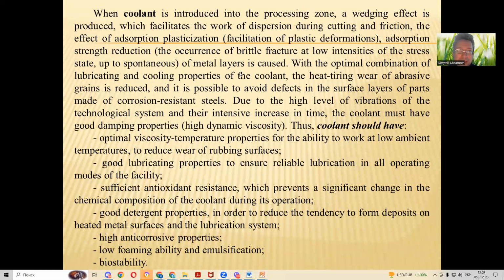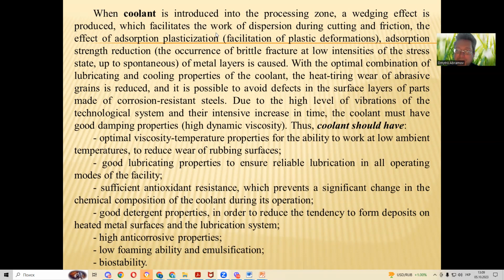When coolant is introduced into the processing zone, a weighting effect is produced, which facilitates the work of dispersion during cutting and friction. The effects of adsorption, plasticization, and absorption cause strength reduction of metal layers.